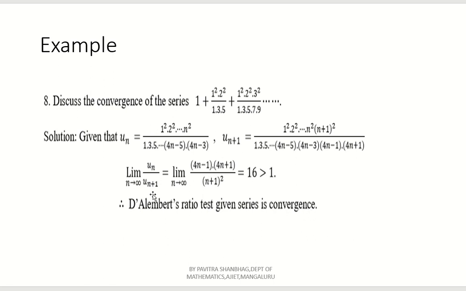Okay, see here once again I will repeat it. Either you can take un by un plus 1 or un plus 1 by un. It is left to you. Both the methods are valid. But if you take un by un plus 1, then the value is greater than 1 after applying the limit, then it is convergent. If it is the reverse case, un plus 1 by un, and apply the limit as n tends to infinity and it is less than 1, then also convergent. So if you take the reciprocal, it should be less than 1 for convergence, and if you take un by un plus 1, it should be greater than 1 for convergence. So remember any one of the forms properly.